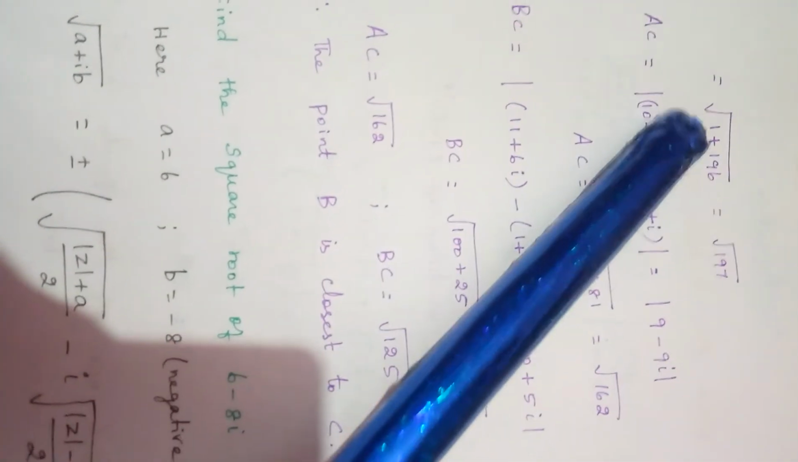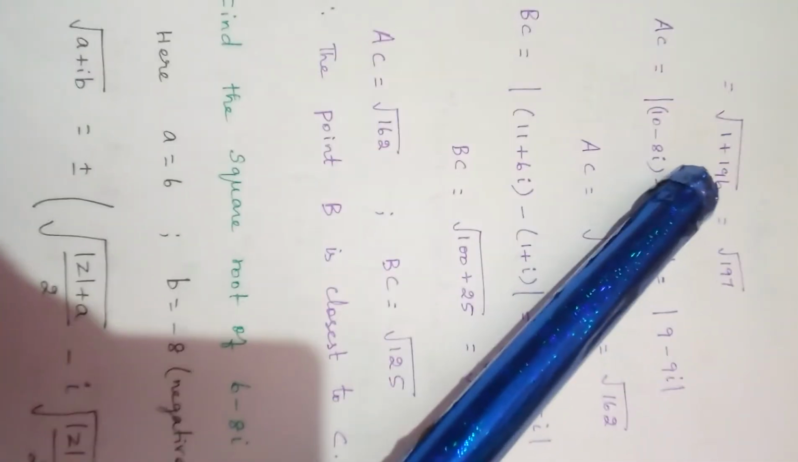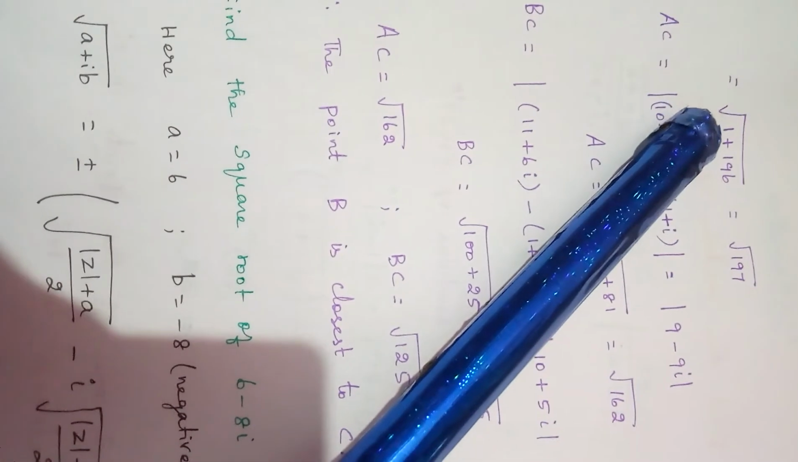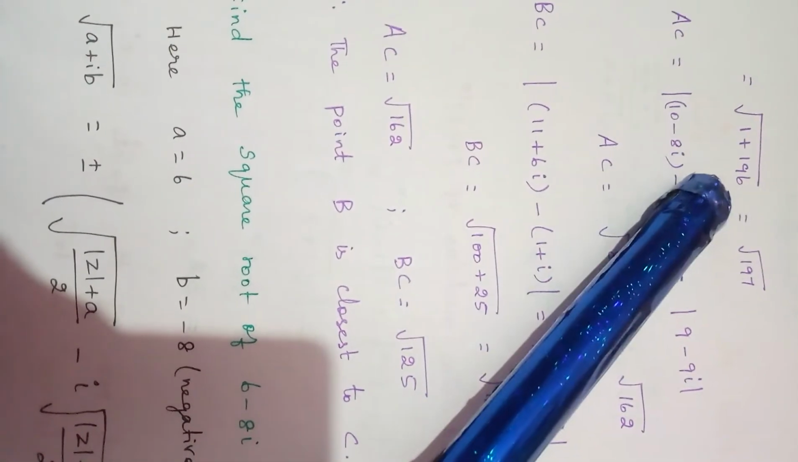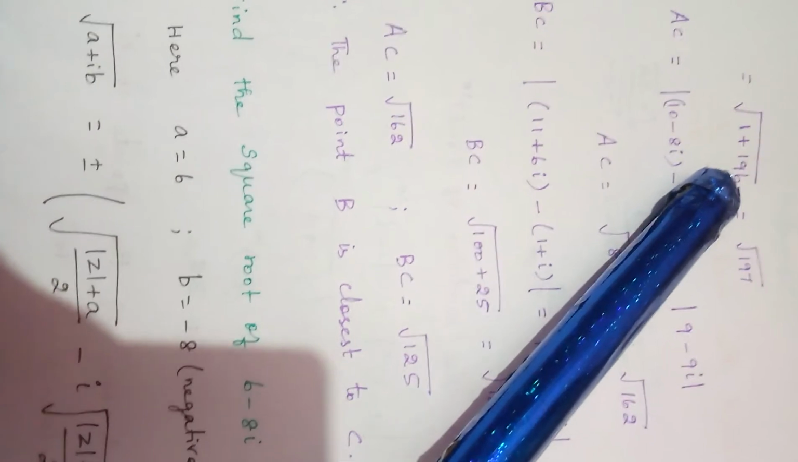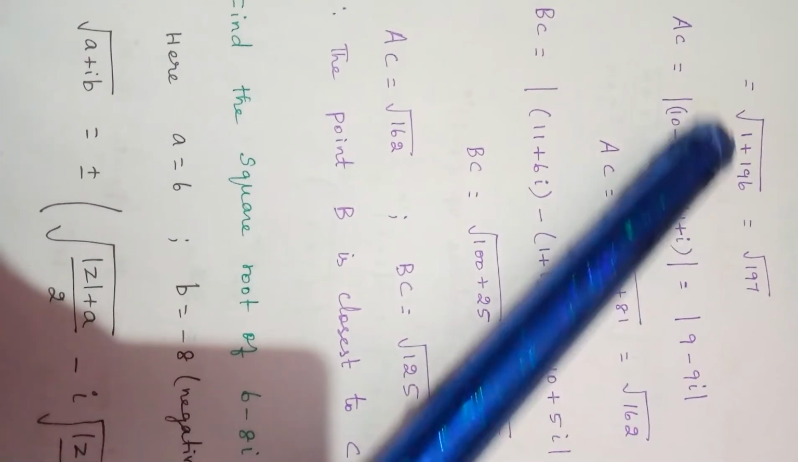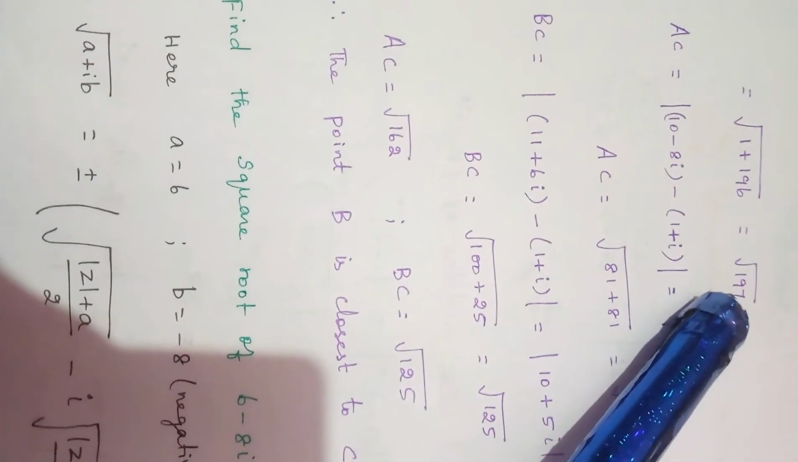Real part square plus imaginary part square. Real part is minus 1, so if you square it, it is 1. Imaginary part is minus 14, so if you square that, it becomes plus 196. So add and write here root 197.